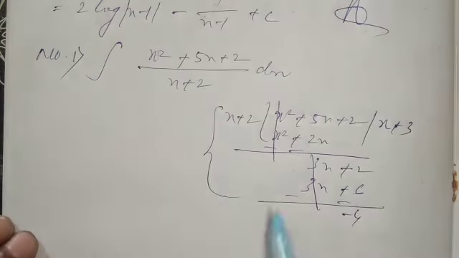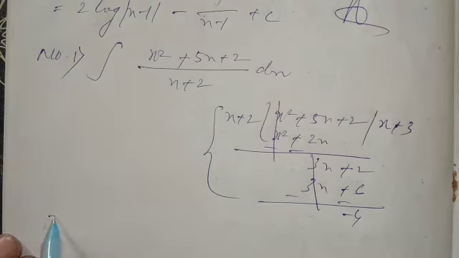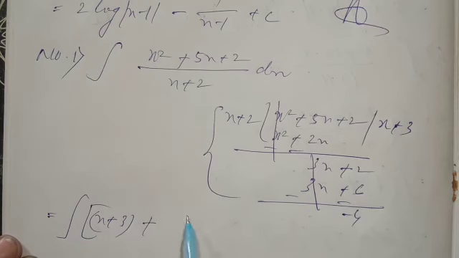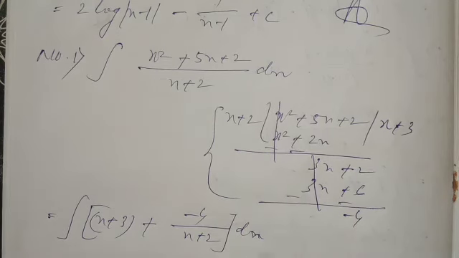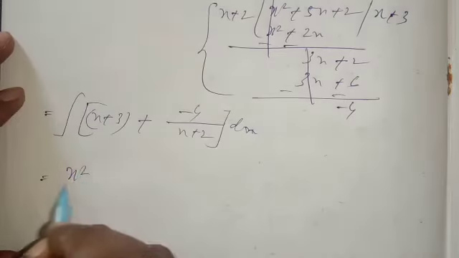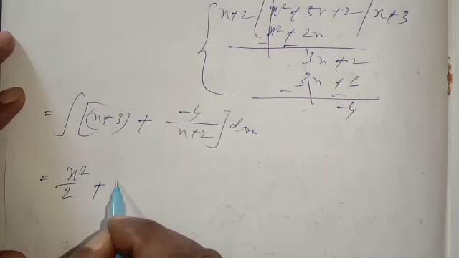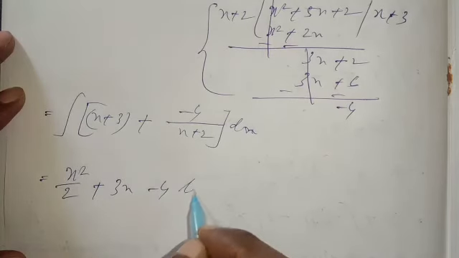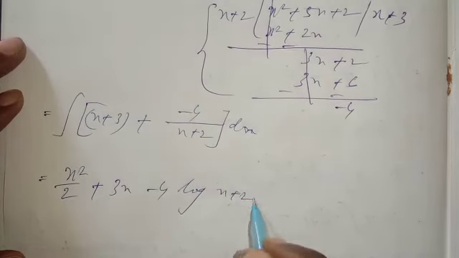Then how will we write here? If you divide here, that means the quotient is equal to x plus 3, plus the remainder minus 4 by the divisor, that is x plus 2, dx. The final answer will be the integration: x means x square by 2, 3 means 3x, and this will be minus 4 log of (x plus 2).